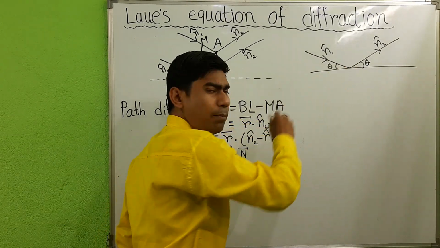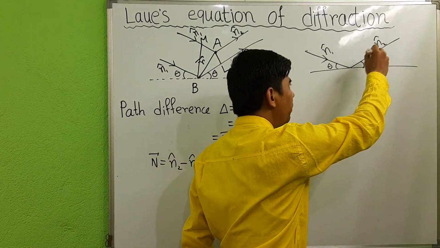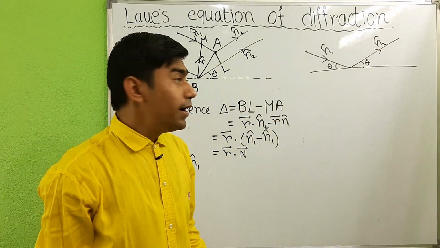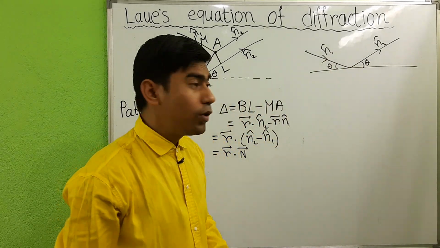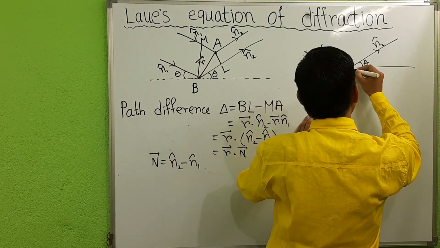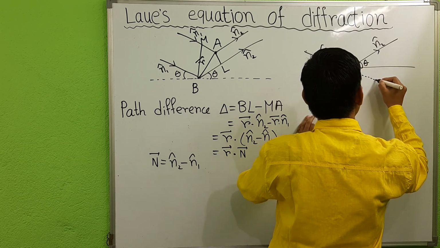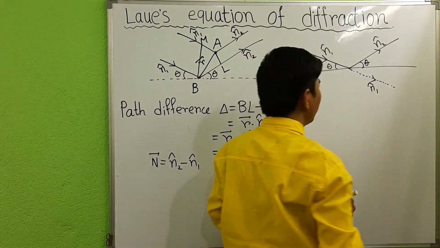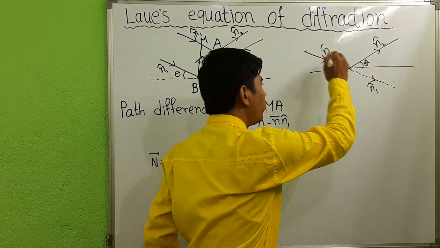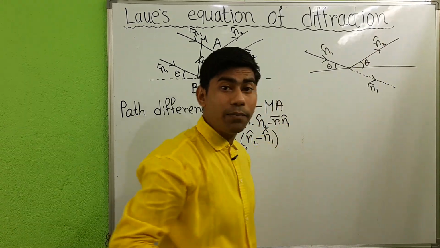This is n1 cap, this is n2 cap, and this angle is theta. Now to draw n2 cap minus n1 cap, we extend this ray. So this is n1 cap and this is n2 cap.